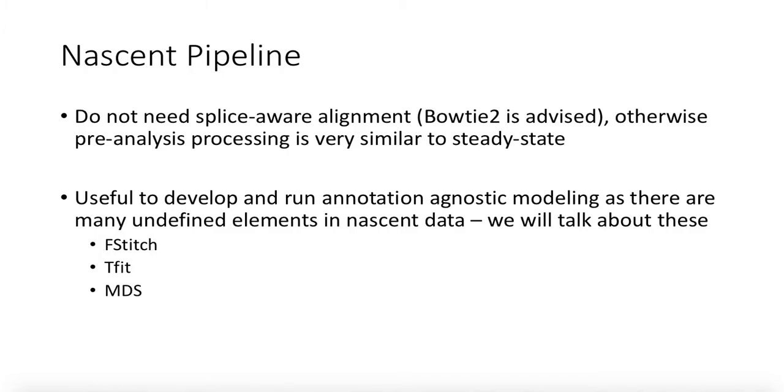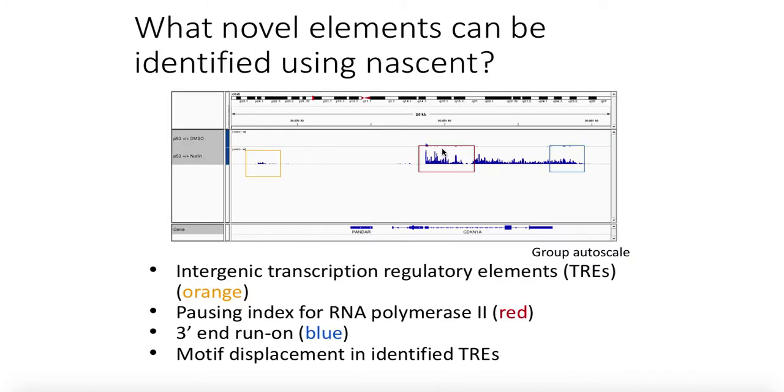So what we do is we say, okay, an eRNA has positive and negative reads. It appears to make a certain shape. So how do we pick up and define these elements? What we're really going to focus on here is the downstream analysis using programs such as FStitch, Tfit, and MDS, all of which were developed by our lab. So again, what novel elements are we really looking at? We're looking at things like these transcription regulatory elements, TREs, in this box in orange.